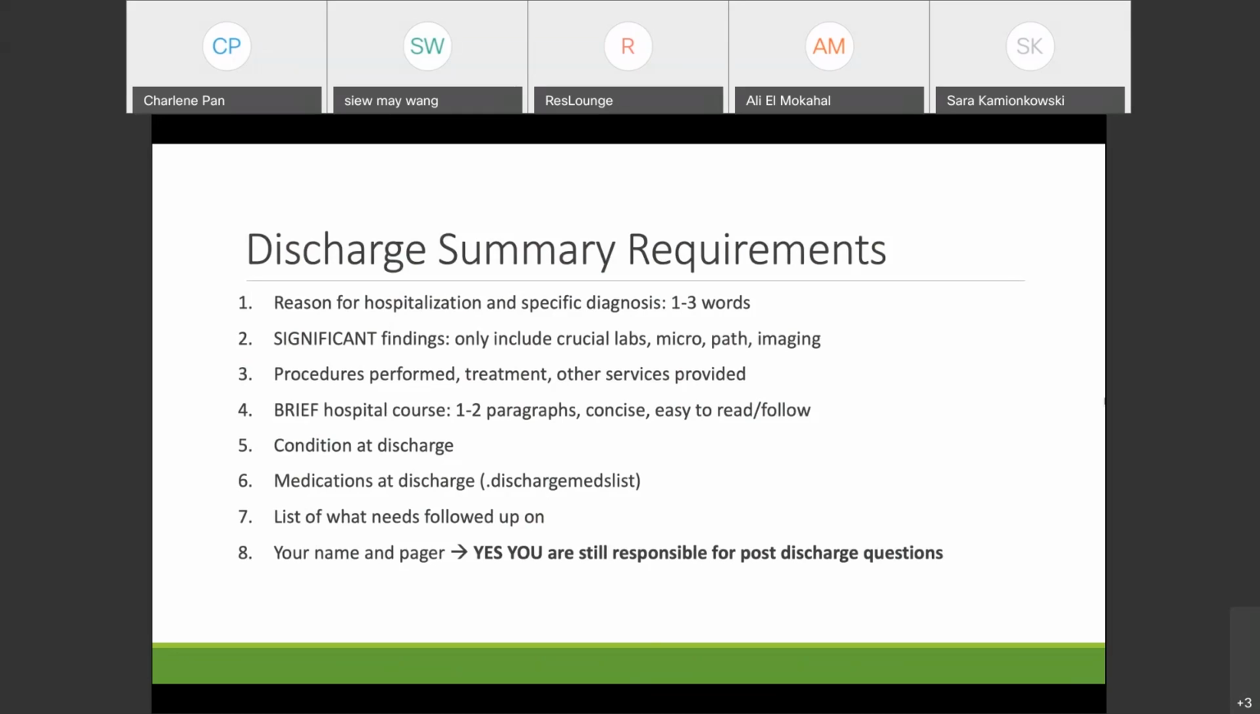What their condition is at discharge, okay, and then their medications at discharge, and that's a dot phrase that I've listed for you, and then a list of what needs to be followed up on. And then even more importantly is your name and your pager. You are still responsible for any questions that the patient may have or that the receiving provider may have at the time of discharge. Okay.